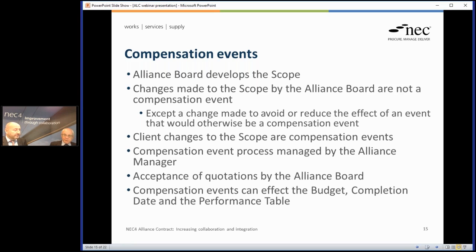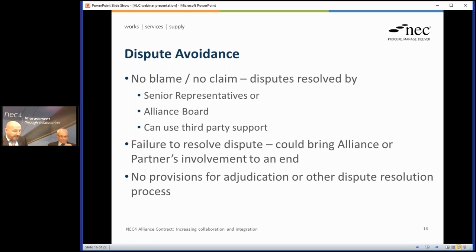Now, just a puzzling point on this one, if you're saying that all decisions have got to be unanimous, everyone has to agree, what is it then? Okay, well, again, it's something we have thought long and hard about, and what we've decided is we're going to have a sort of a no blame, no claim culture under this contract.